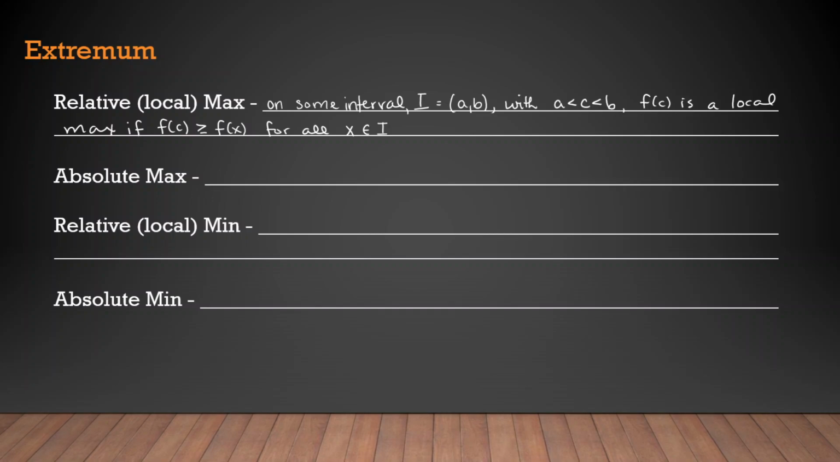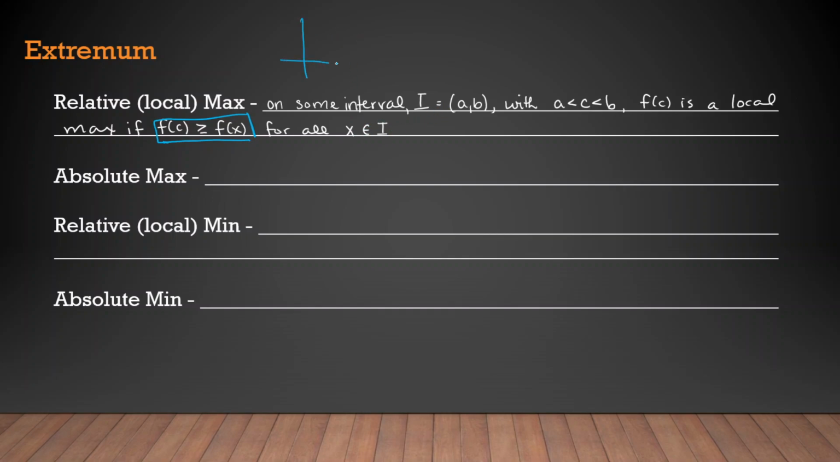We have mins and we have maxes, and there are two types. They can either be local or relative, or they can be absolute. A maximum is a place, f of c, on the function such that f of c is greater than or equal to f of x for all x inside whatever interval I'm looking at.